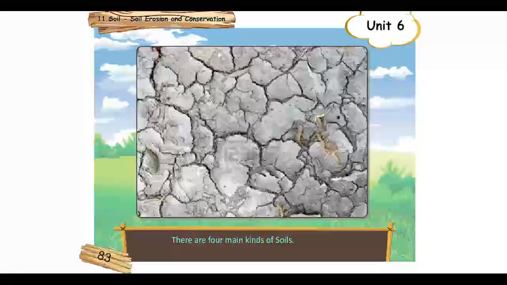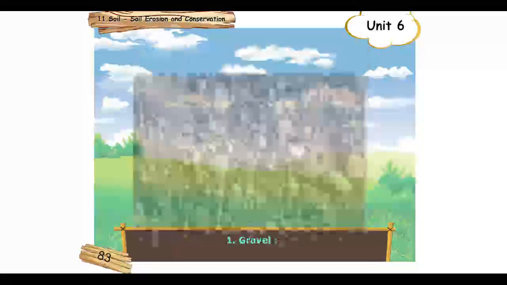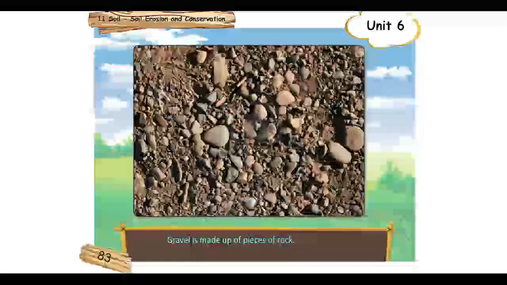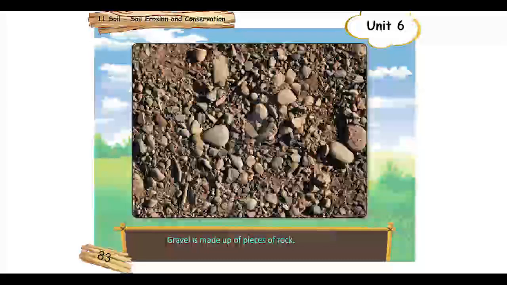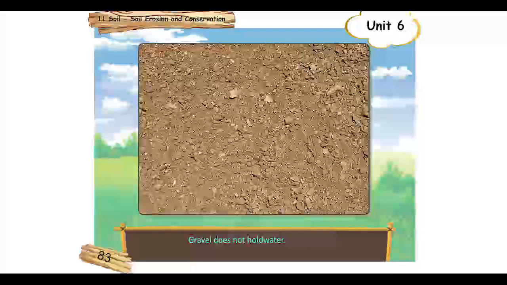Kinds of soil. There are 4 main kinds of soils. 1. Gravel. Gravel is made up of pieces of rock. Gravel does not hold water. It is highly useful for laying roads.